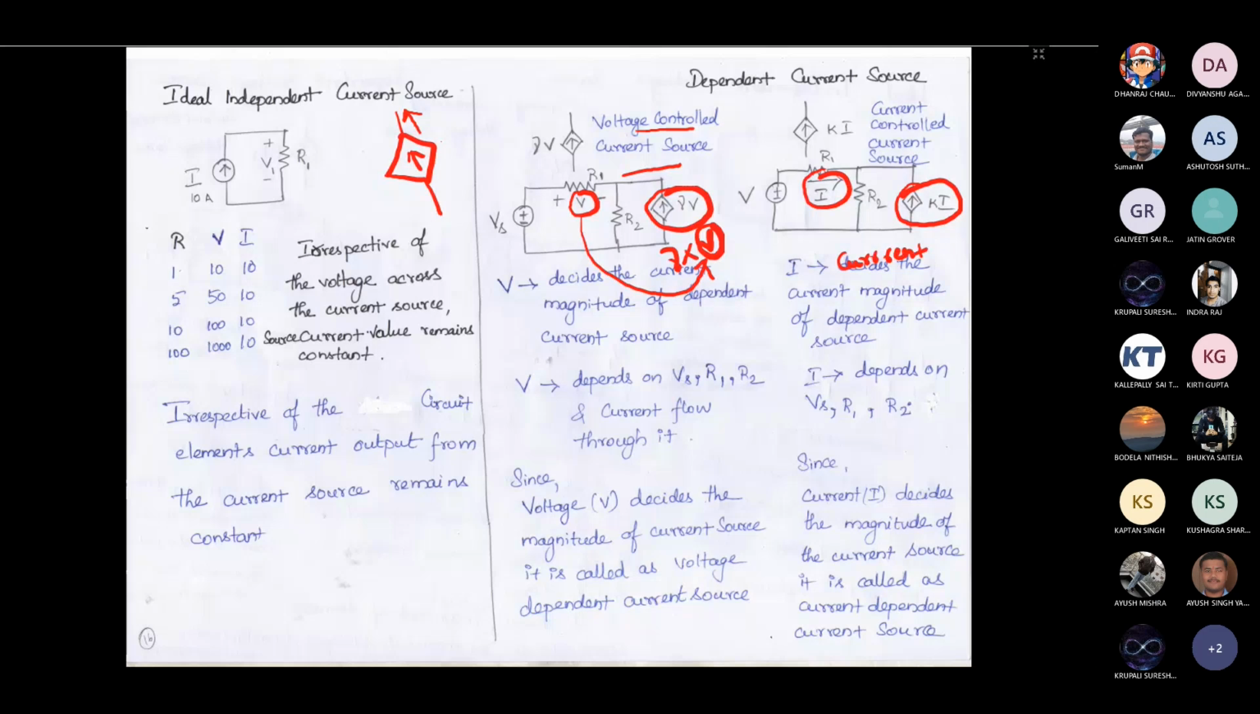Okay, I hope that this is clear for you. So if this is clear, we can proceed further. Only one thing is, here in the dependent source, the voltage and current magnitude is decided by some other circuit element, whereas in the independent current source or voltage source, the voltage or current magnitude was not decided by some other parameters. Okay.